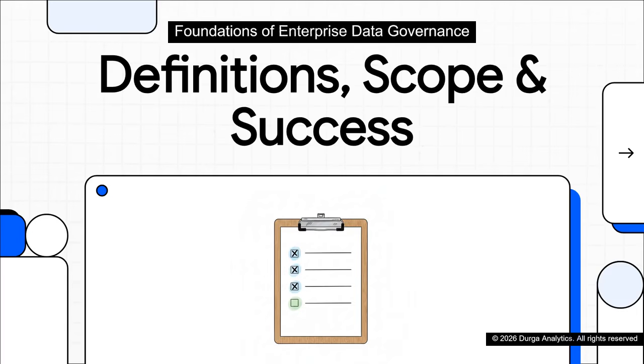If you're an aspiring data governance lead, a data architect, or maybe a compliance officer, you already know that great ideas don't secure budgets. Precise, defensible language does. So today, we're going to learn exactly how to translate your business case into a rock-solid program charter.